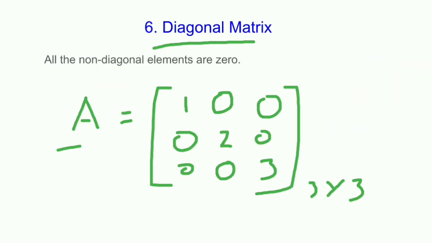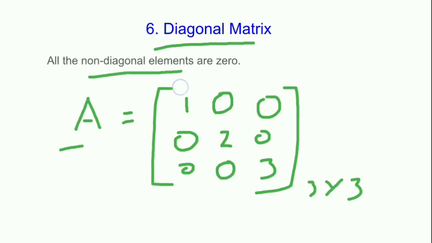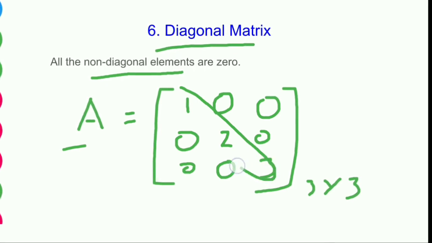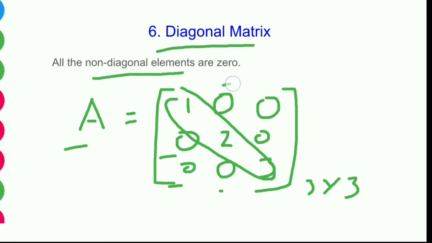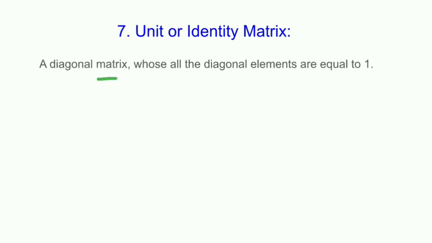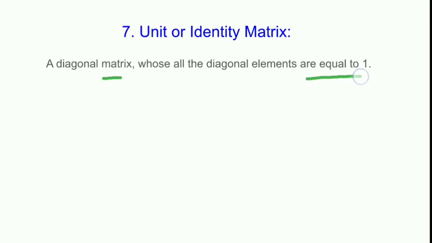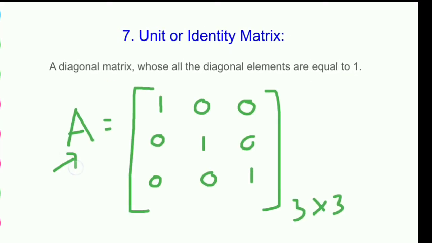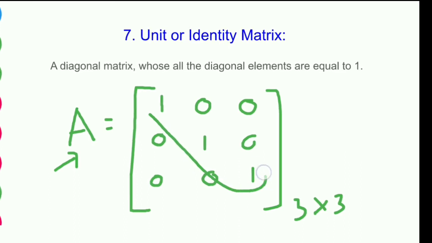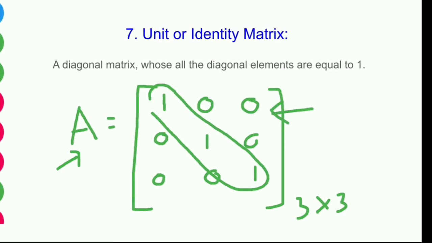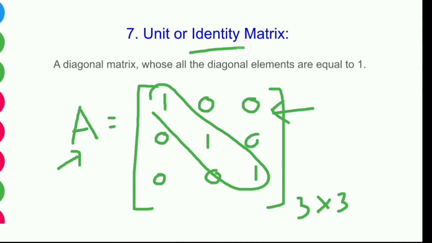A matrix A is called a diagonal matrix when all its non-diagonal elements are 0. This is an example of a matrix A which has only the diagonal elements and all other non-diagonal elements are equal to 0. If in a diagonal matrix all the diagonal elements are equal to 1, then the matrix is known as an identity matrix. In this matrix A, all the diagonal elements are 1 and all the non-diagonal elements are equal to 0. So it is an example of an identity matrix.